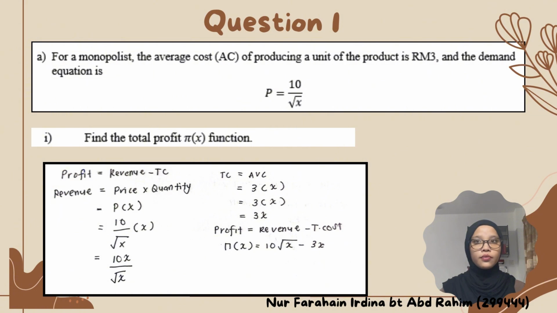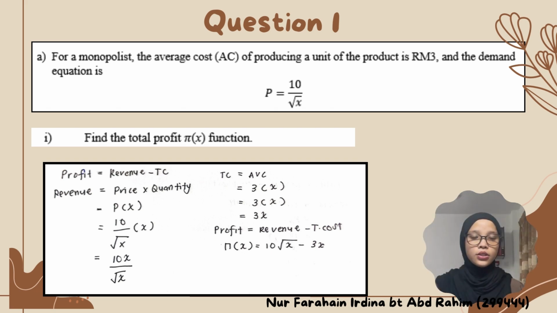As we know, profit equals revenue minus total cost. The first step is we need to find the revenue, that is price times quantity. So we take the price, 10 divided by the square root of x, times x. We get the answer 10x divided by the square root of x.